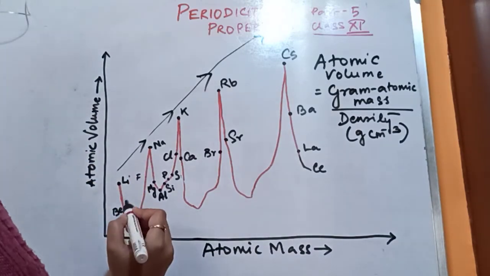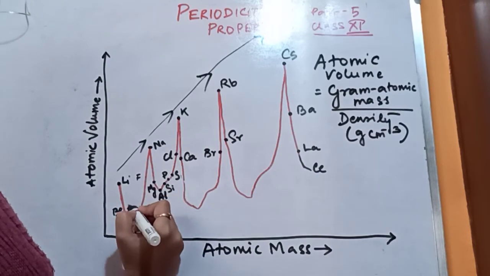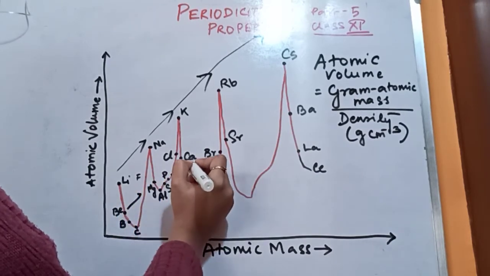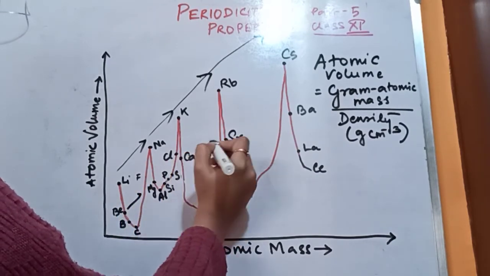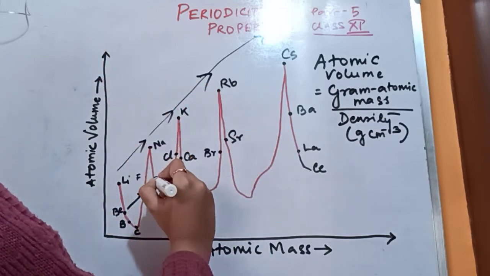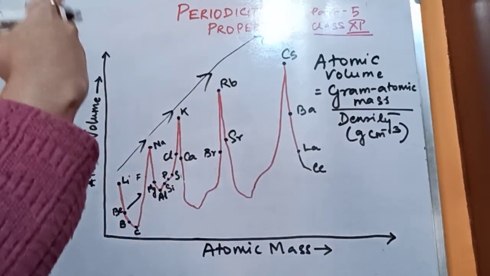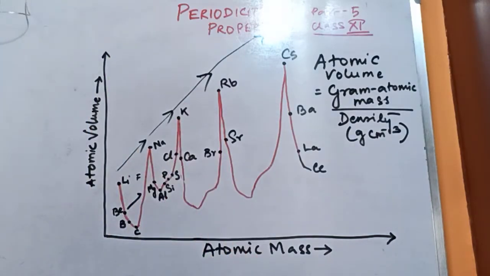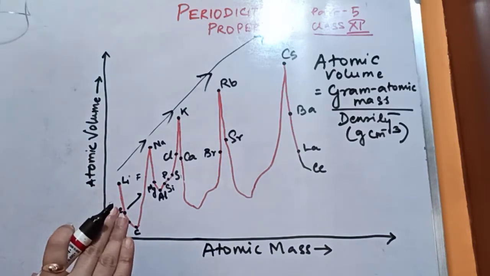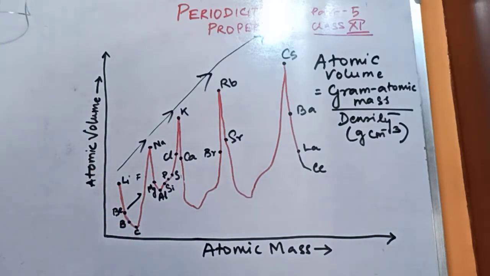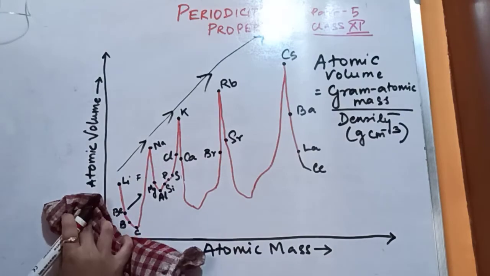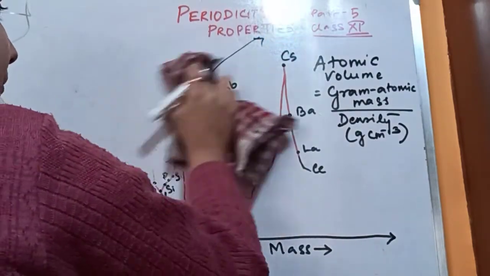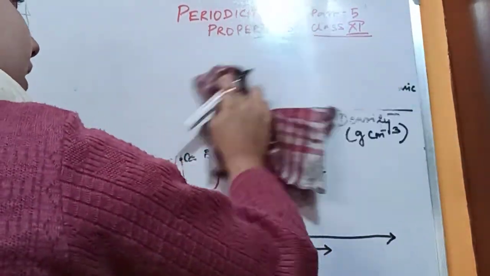See here also beryllium, magnesium, calcium, strontium. As we move down the group, atomic volume increases only. So this is the variation regarding atomic volume. Now I will come to the next property, which is the metallic and non-metallic character.